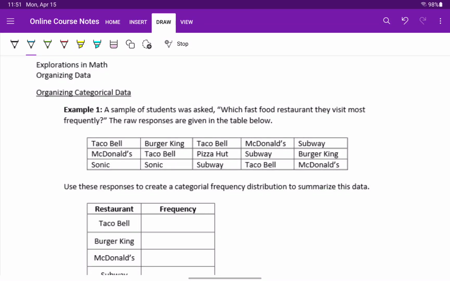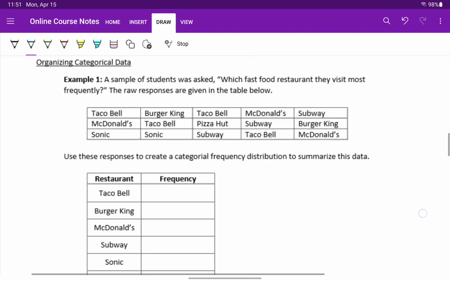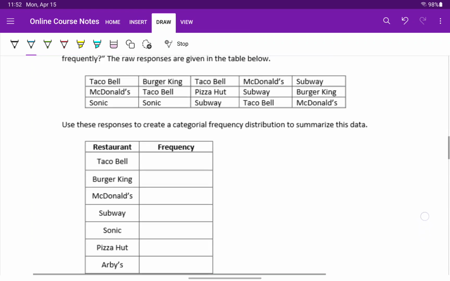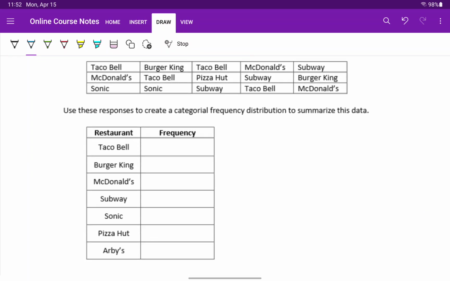In example 1, we want to look at organizing categorical data. Specifically, a sample of students were asked which fast food restaurant they visit most frequently, and we have the responses provided below. This is categorical data because we don't have numerical values. We can't rank one value as larger or smaller than the other. We just have these different answers that occurred.